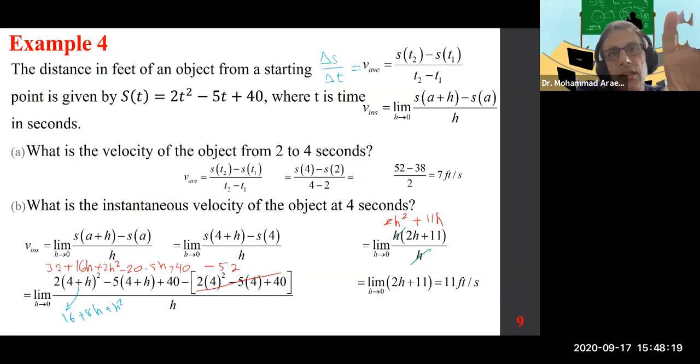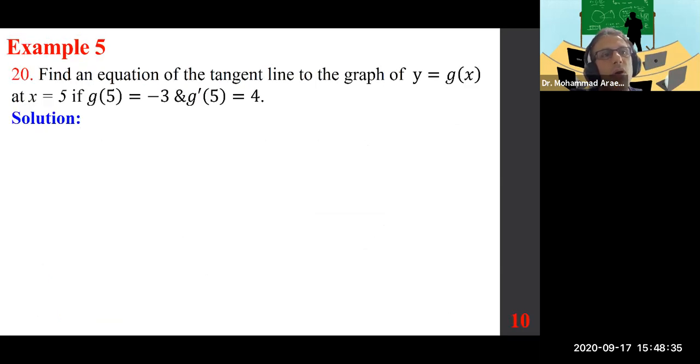This section and the next section is about the definition, and after that we get to the formulas. But we use the definitions to prove the formulas that we come across, so it's important that you be comfortable. All right. In this case, we are to find an equation of a tangent line for the function given y equals g of x. We don't have the function, it's called g of x. At a specific point, x equals 5, okay.